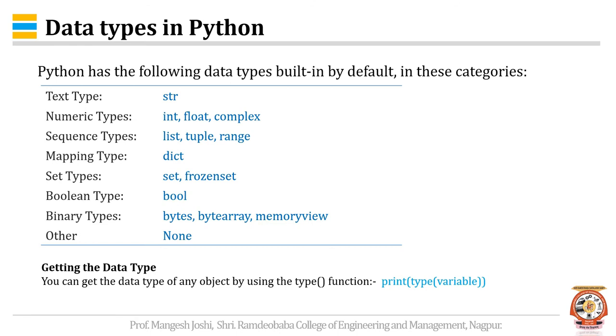Now, if you want to obtain the data type of each declared variable, there is a function called type. If you want to know the type of a variable, there is a function, that is type. You can write the variable whose type you want inside the print function.